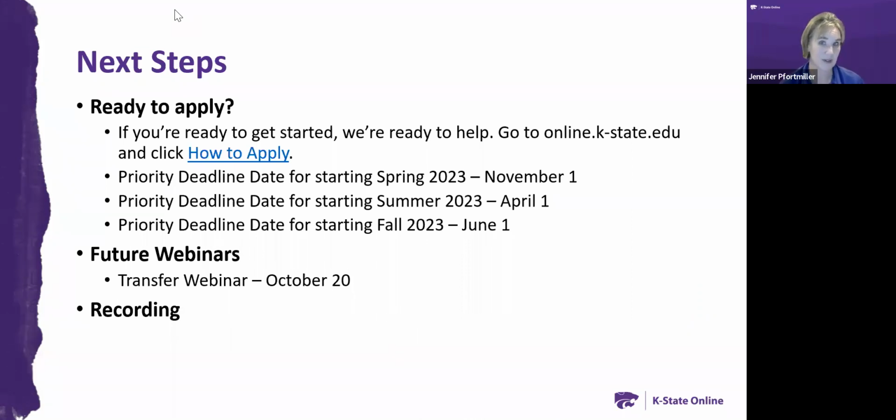If you're looking to start in the summer, then April 1 is that priority deadline date. And then starting next fall, June 1 would be the priority deadline date. To get all the application materials, we need to receive them by those dates. So we need to have the completed application, the application fee paid, and all official transcripts sent officially from those previous institutions directly to K-State. We'd have to receive all of those by November 1, April 1, or June 1.